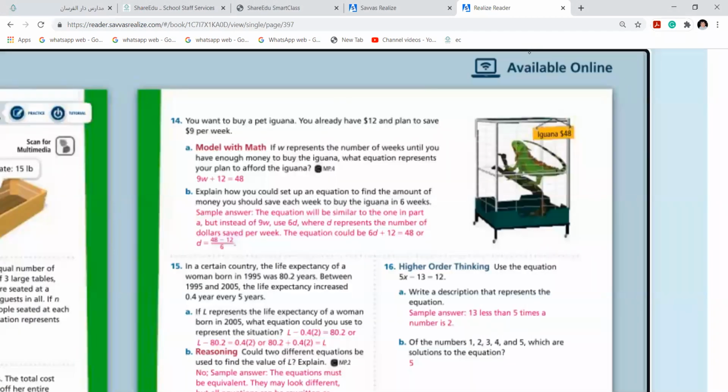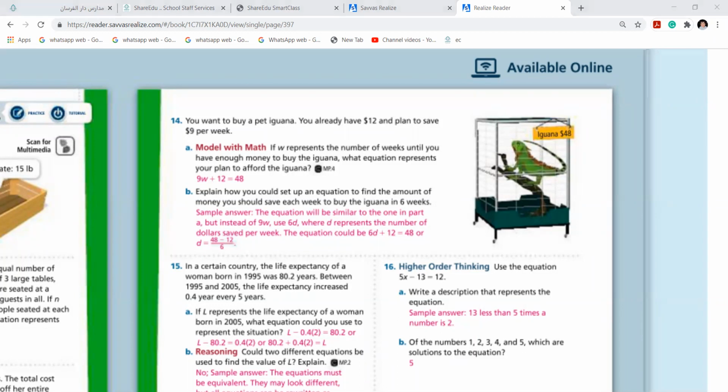Here, you want to buy a pet iguana. You already have $12 and plan to save 9 per week. You are planning to buy a pet and you have with you $12. 9 per week means 9W, right? $12 and then plus 9 per week. Total, how much did they say? If W represents the number of weeks until you have enough money to buy the iguana, write the equation.